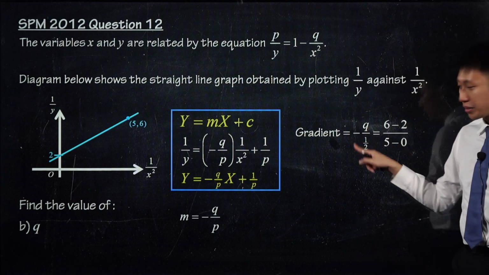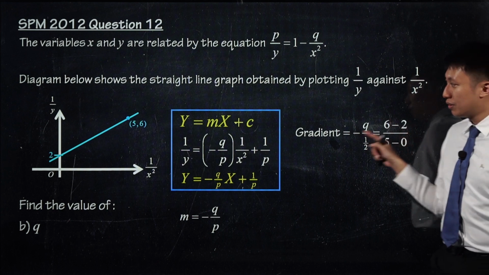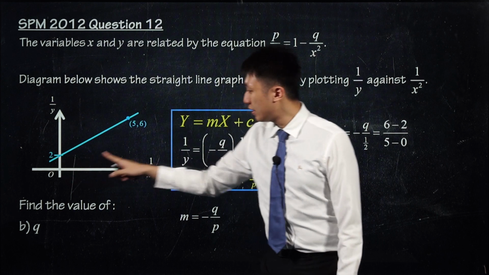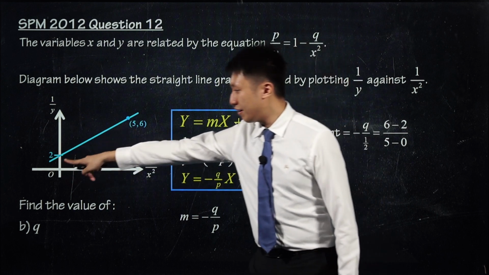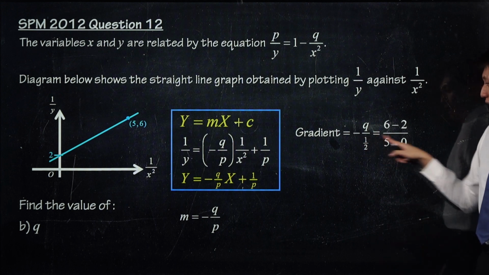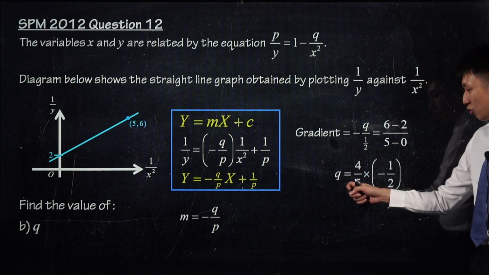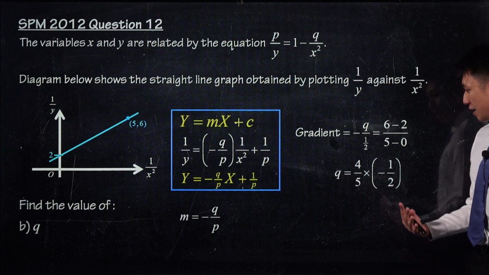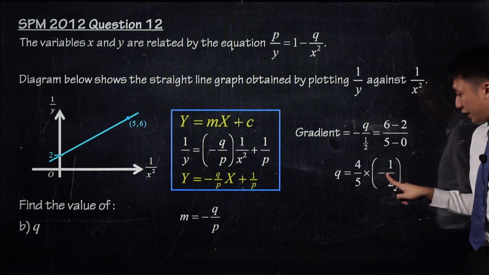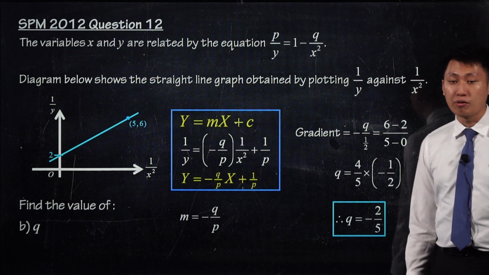Q over 1 over 2, because 1 over 2 we found just now already. Then it's equal to 6 minus 2, 6 is y2, then 2 is y1, and x2 is 5, x1 is 0. So 5 minus 0. They are equal, so we solve for it, we will be able to find Q. Q will be 4 over 5 multiplied by 1 over 2. Is it negative 1 over 2 or negative 1 over 2? Okay, negative 1 over 2. Then your answer will be Q is equal to negative 2 over 5.